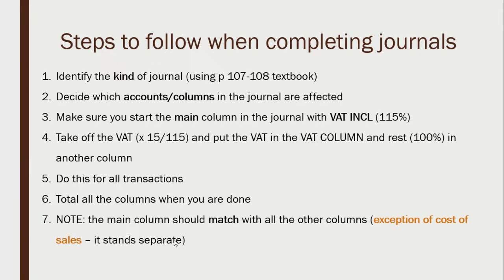So for example, your bank column should agree to your sales and output VAT. The exception to the rule is the cost of sales column, which is separate in our journals. That has both a debit and a credit, and it will be dealt with separately, so it will not be dealt with when we capture the other columns.